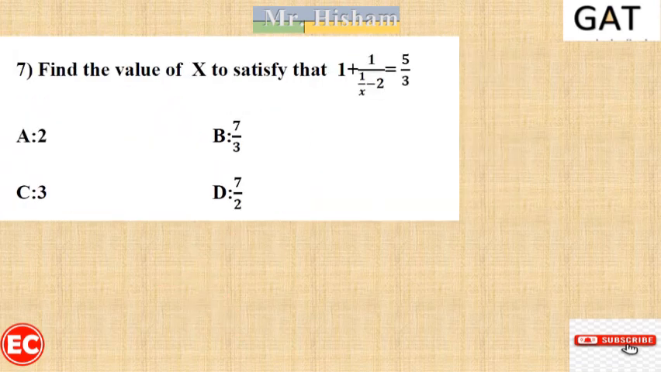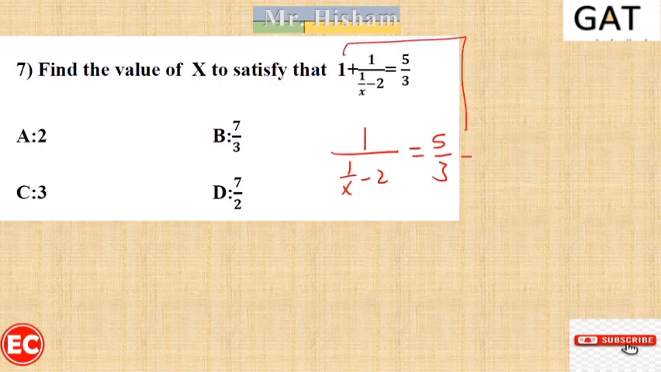Find the value of x that satisfies the following equation. Once you look at the equation, you think it's a little bit complicated, but it's very easy. First, I will start with 1 over x minus 2, which is equal to 5 over 3, moving positive 1 to the other side as negative 1. So 1 over x minus 2 is equal to 5 over 3 minus 1, which can be written as 3 over 3, is 2 over 3.